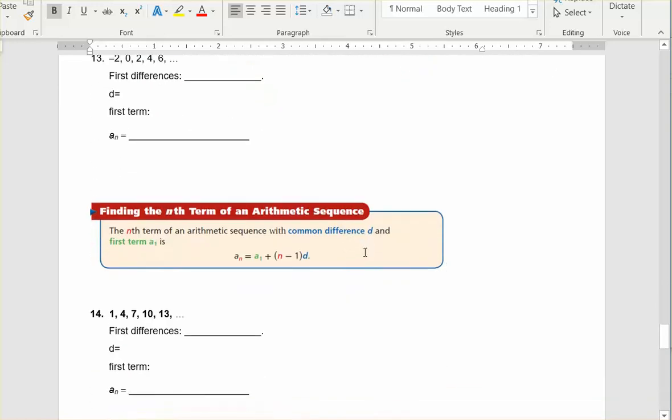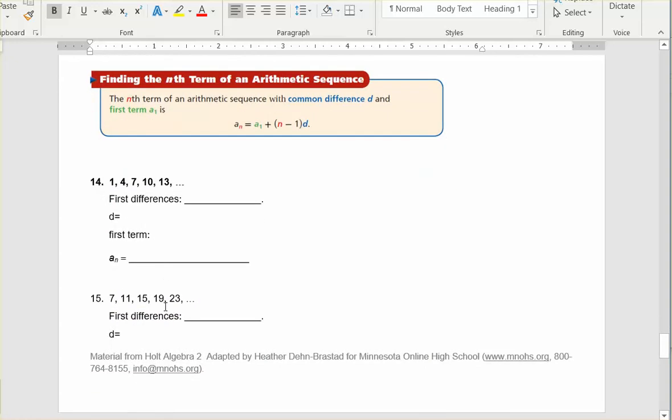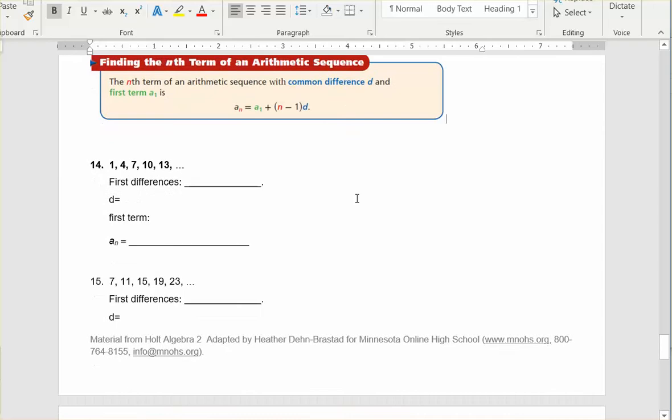All right, so these are all going to be done that way. You're going to be writing the rule in this form. N will stay in each of them. You'll be replacing the a sub 1 and the d.